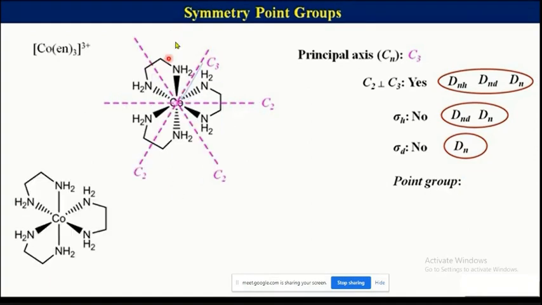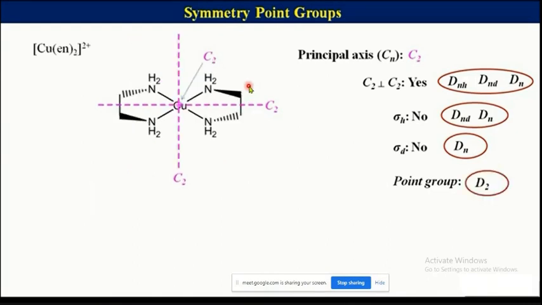And in both the C2s, the angle, this blue arrow you see, the angle is 90. So here C2 is perpendicular to the C2. So what are the probabilities? Dnh, Dnd and Dn. Now what we need to see is whether sigma h is present or not. No sigma h is present, right? Then Dnh cannot be. So what are the probabilities now? Now it is Dnd and Dn.